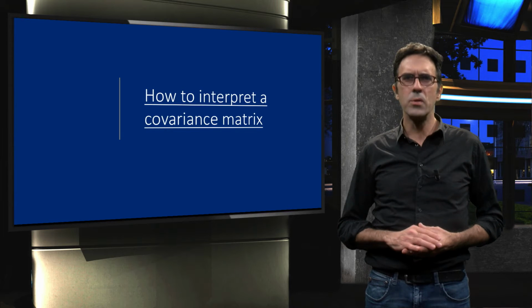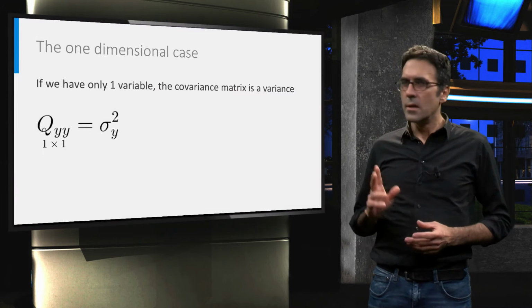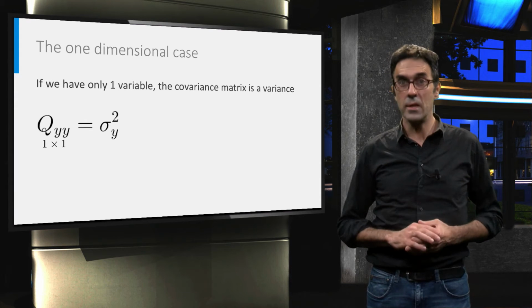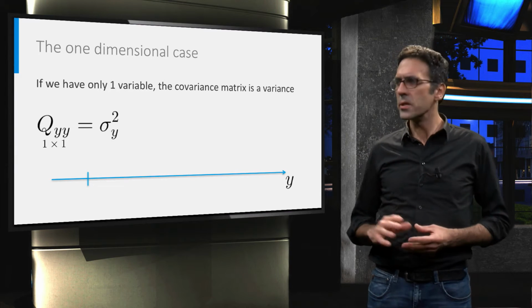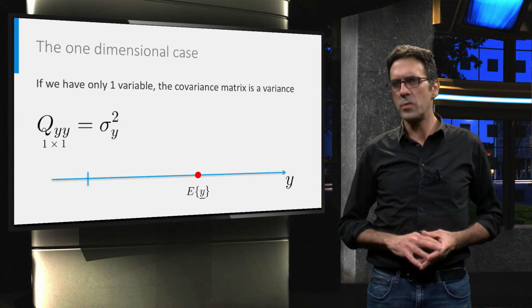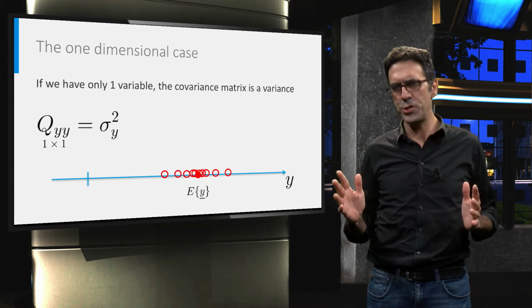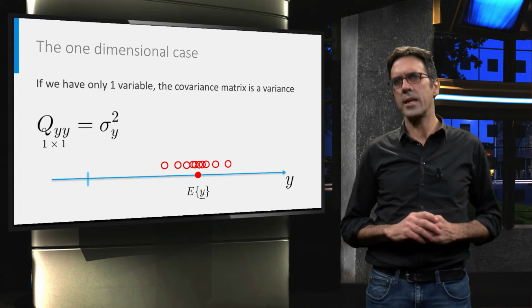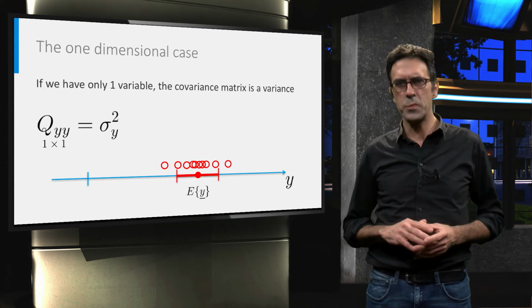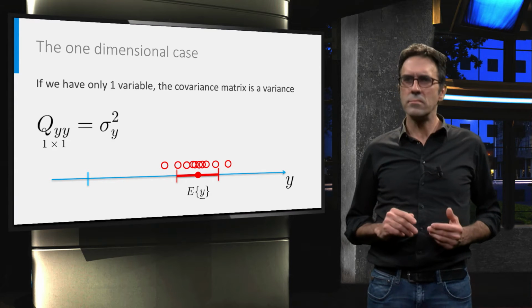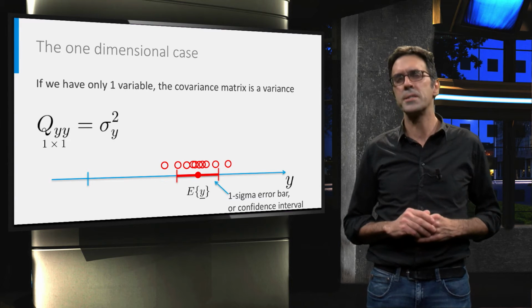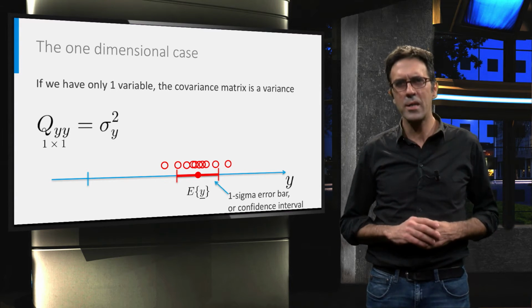We now would like to have a closer look at the covariance matrix. If we have a one-dimensional variable, the covariance matrix is a variance, a scalar. If the variable is y, and it has a certain expectation value E(y), we can interpret the square root of the variance to be representative of the spread or the dispersion of the actual values around that expectation value. We often use the concept of an error bar to indicate this precision. The error bar can indicate the 1 sigma variation range or the 2 or 3 sigma variation ranges. This error bar can also be regarded as a confidence interval.